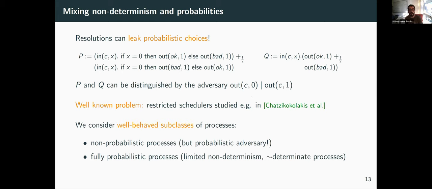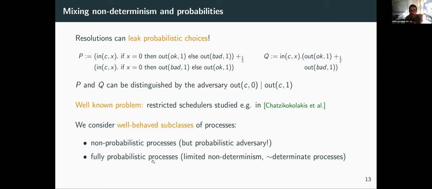What we decided is to look at two subclasses of processes that are well-behaved and avoid this problem. The first subclass is non-probabilistic processes. This is what we are already doing with tools like ProVerif, Tamarin and DeepSec. We're looking at processes that don't make probabilistic choices, which covers all our models of TLS and all these protocols that we already have. But this time we're considering a probabilistic attacker. So the processes don't make probabilistic choices, but the attacker that we put in parallel to distinguish them has the power of making probabilistic choices.